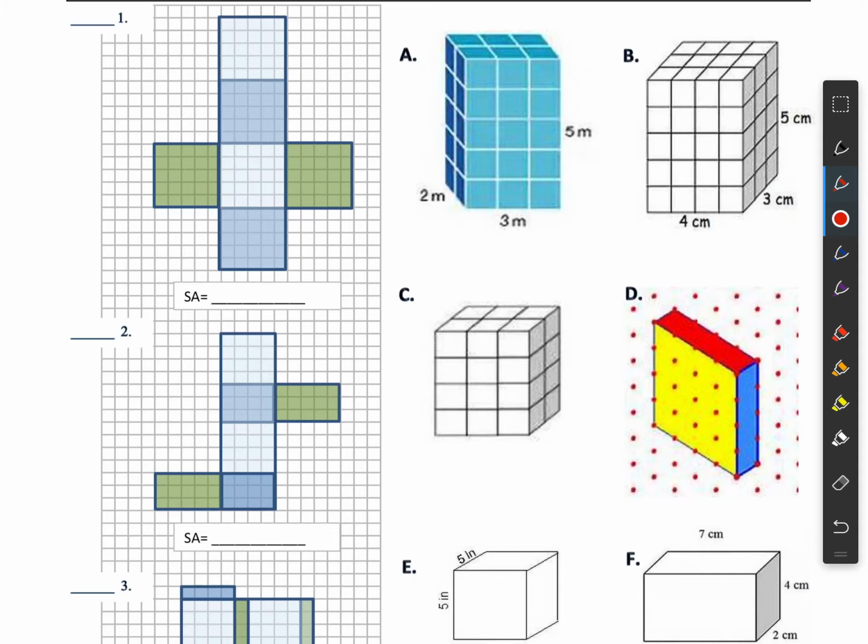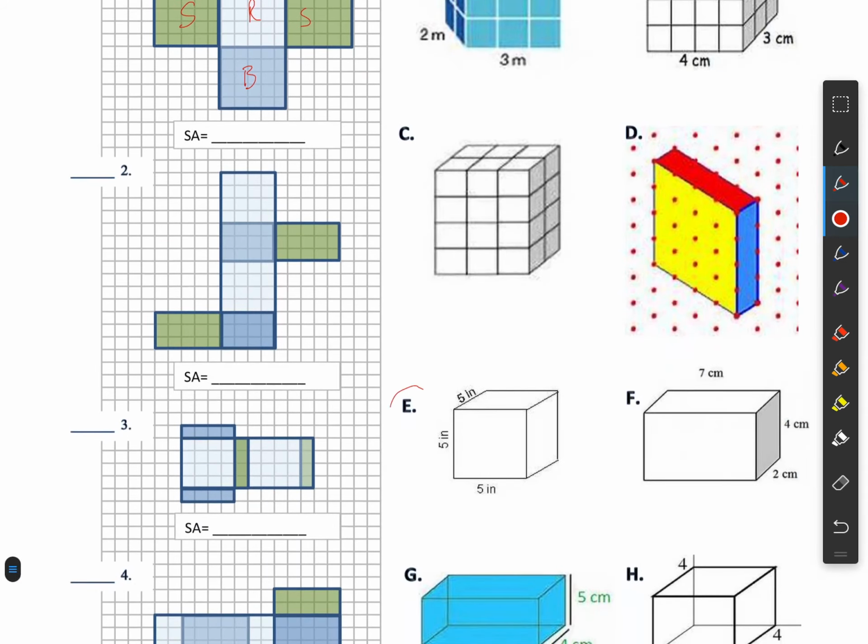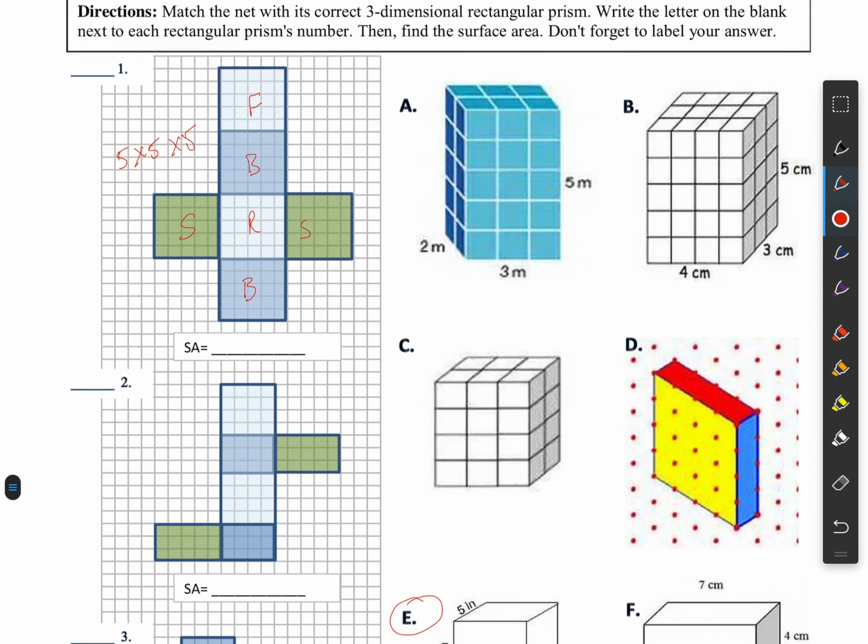So for number 1, we're going to take this as our base. We're going to take this as our front, rear, and our two sides. Now, when we count all of the sides, it looks like we have a 5 by 5 by 5. As a rectangular prism, if you have 5 by 5 by 5, that's actually considered a cube. So we're looking for a 5 by 5 by 5 cube. And sure enough, E is a 5 by 5 by 5 cube.